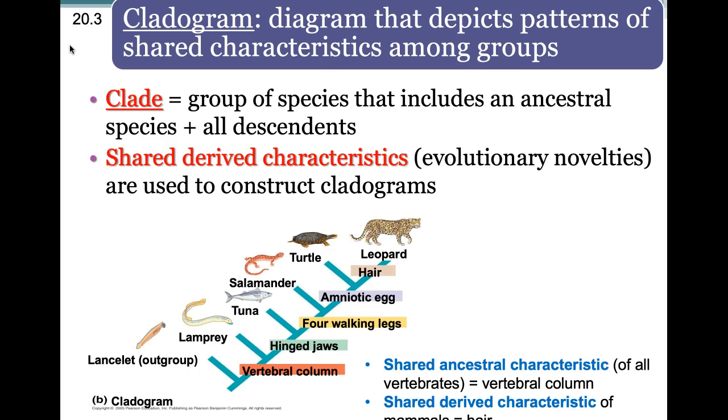Moving towards the top without having to read the entire thing, hair is a derived characteristic. It's one of the last derived characteristics, and the only organism that has it is the leopard. Now, it doesn't have to be just one organism. For example, it might be leopards and lions. So it's not always necessarily just one, but it is the last derived characteristic on this cladogram.